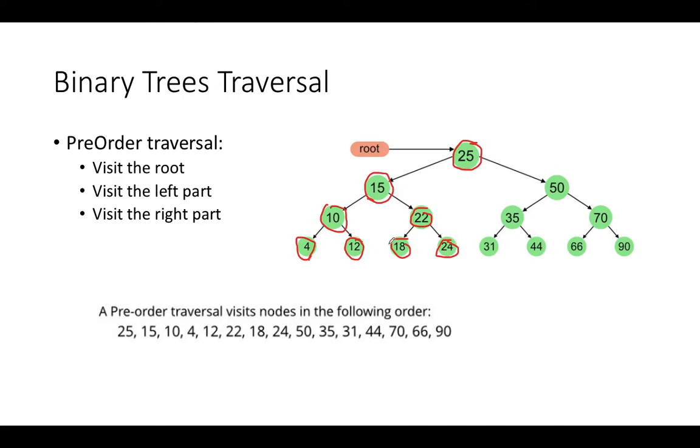After we are done with this part, we go to this part. First thing to do is to visit the root and then go to the left part. In the left part, again, we visit the root and then the children, left child and then the right child. In the right part, first we visit the root and then left child and right child. So this is the PreOrder traversal.